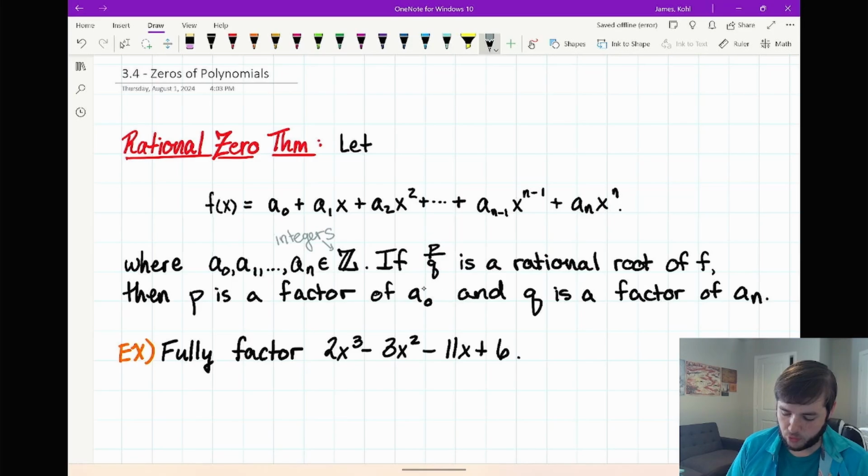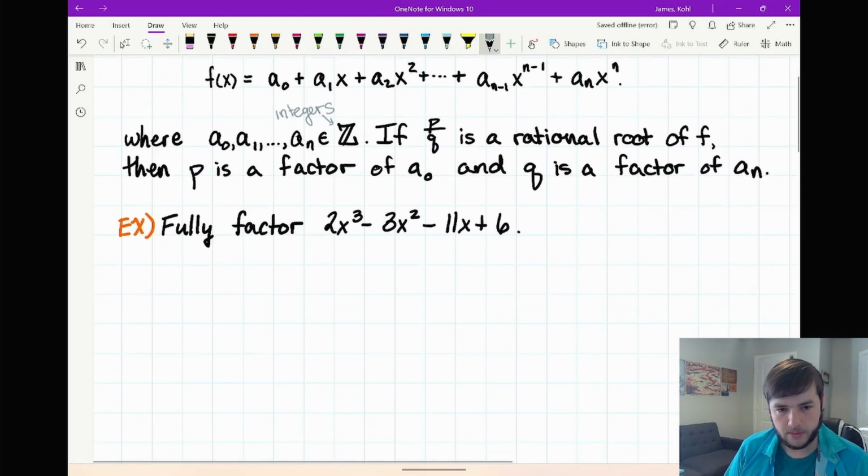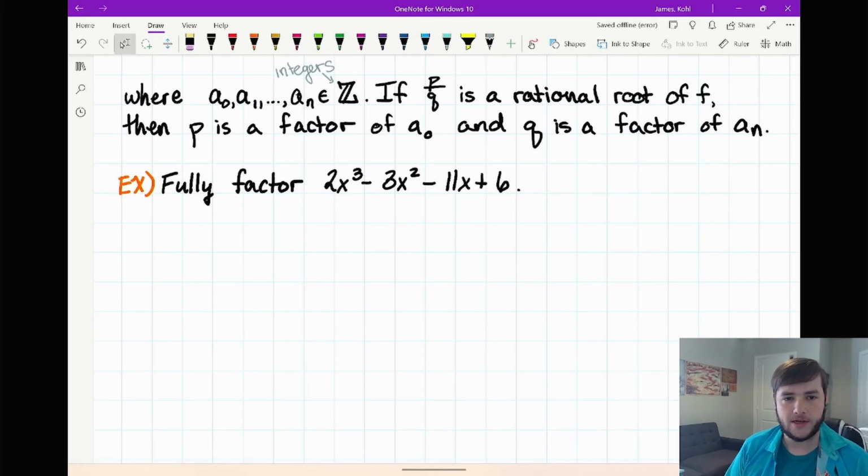It tells us that rational roots of the polynomial have the form where the numerator is a factor of the constant term and the denominator is a factor of the leading coefficient. Let's see how that helps us to solve problems like this one. Fully factor this polynomial.